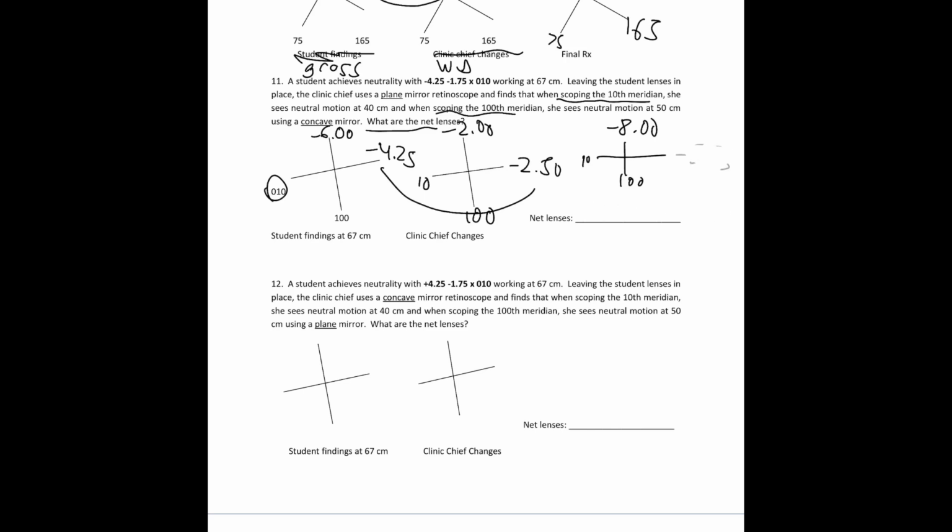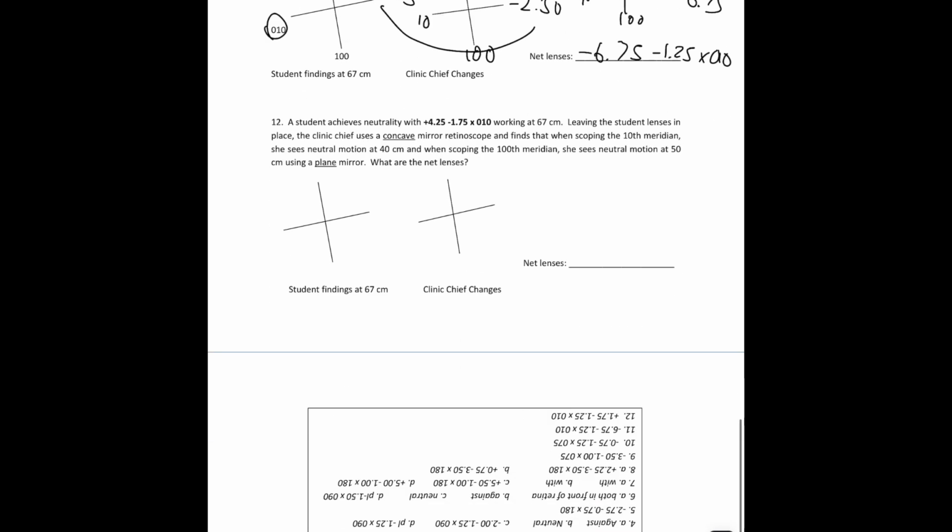10. Okay, actually I did my math wrong, so I'm going to erase that, and then, sorry, minus 4.25 and minus 2.50 together, that's minus 6.75. So then our real answer is minus 6.75, minus 1.25, axis 10. Okay, and then let's move on to the last question.